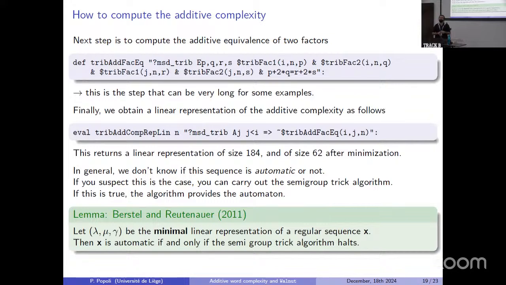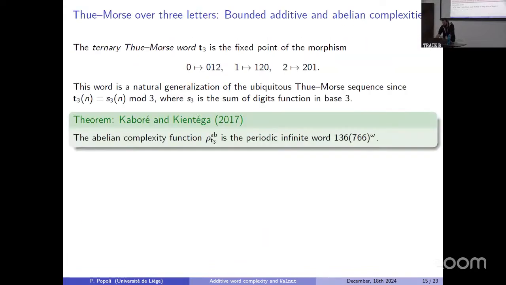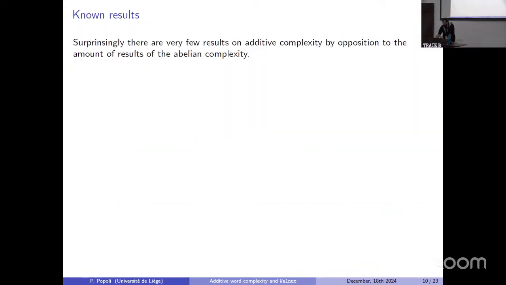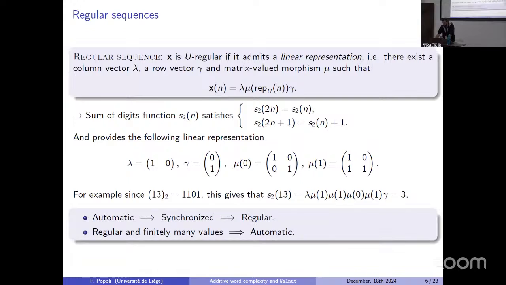So where does the semigroup come in? The semigroup is on the, so we just get back to the definition of linear representation. So you compute every value of lambda times mu of the matrices, and this forms a semigroup. Any other questions?